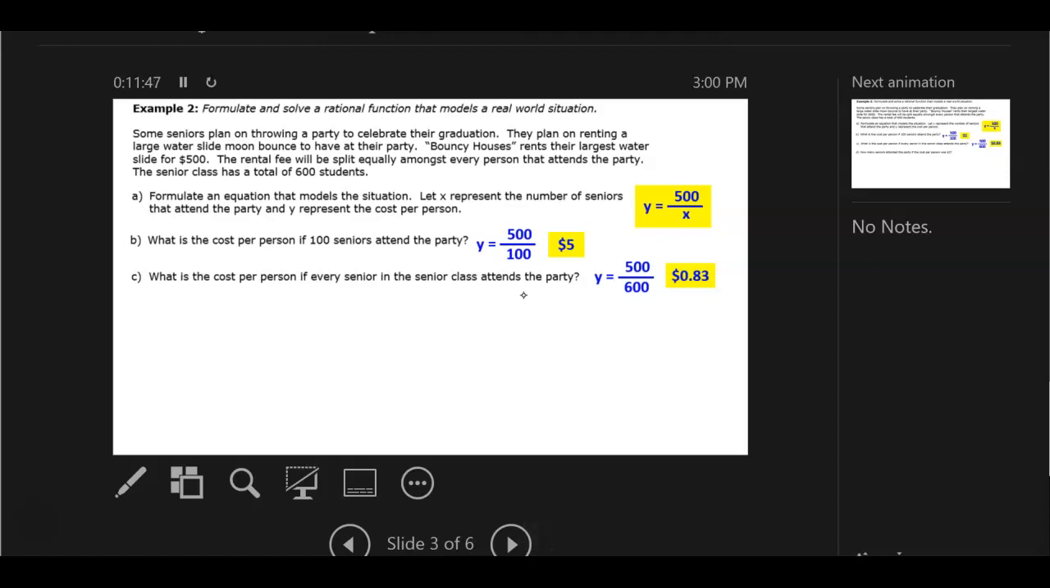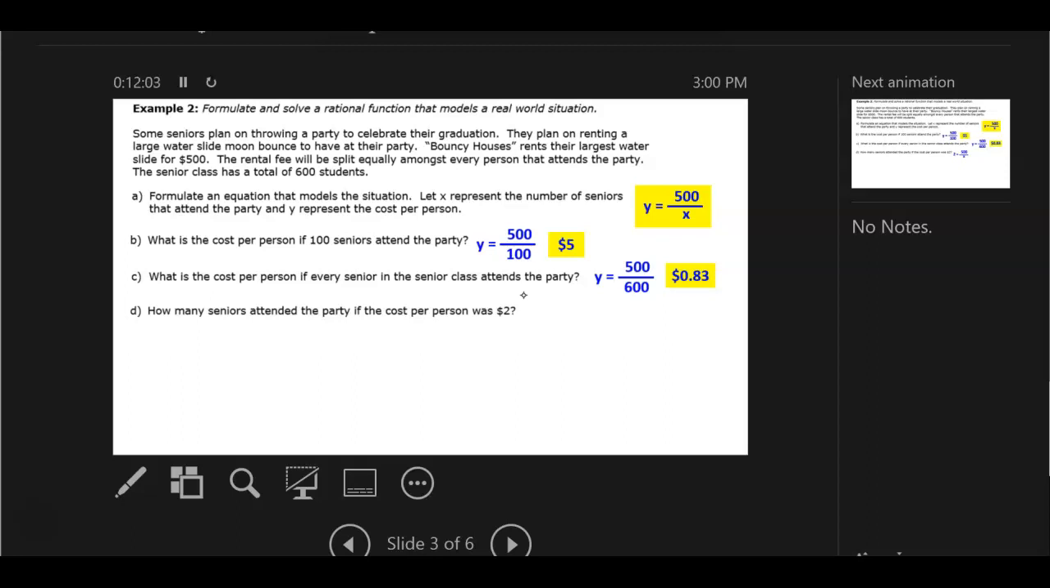Letter D, how many seniors attended the party if the cost per person was $2? Now here's where they change it up. Do you see $2 is not a number of people, right? You can't put that where X was.